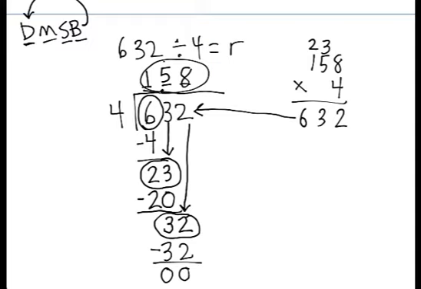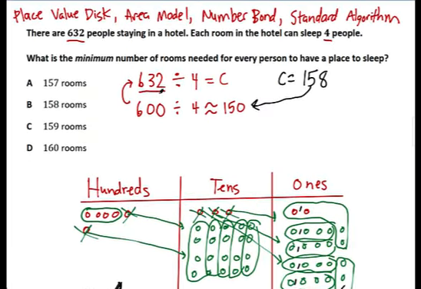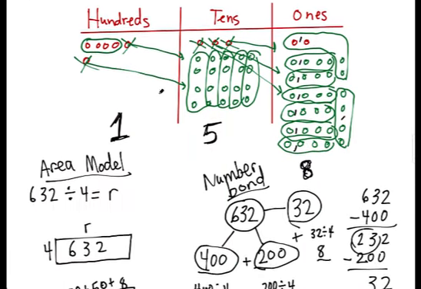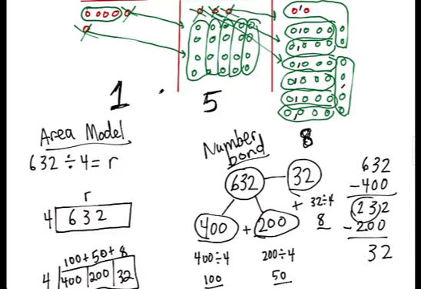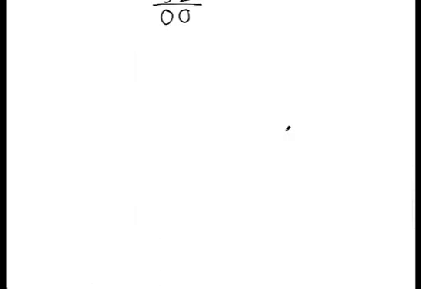158. So there is all your strategies, 4 strategies. And I know this video is getting a little long, but it's a good video to practice these different strategies. So we got place value disk, area model, number bond, and then the standard algorithm. All right, let's do one more problem in the thousands place.